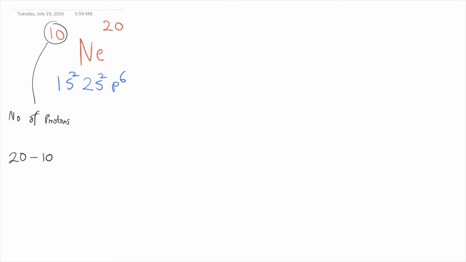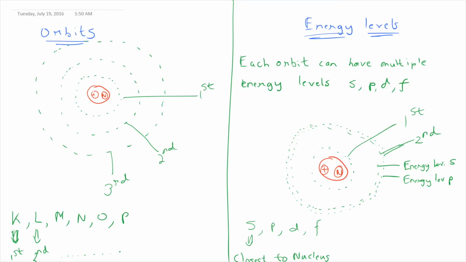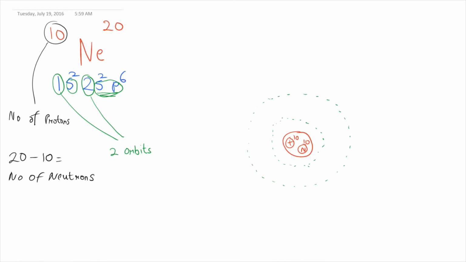Consider another example of neon with 10 and 20. Right, so 10 will give you the number of protons, and 20 minus 10 will give you the number of neutrons. Based on this, we can draw the nucleus with positive 10 and neutral 10. Now it has two orbits, 1 and 2. And then the first orbit has one energy level, the second has two energy levels, S and P. We did this, right? So let's draw a second orbit with two different energy levels.